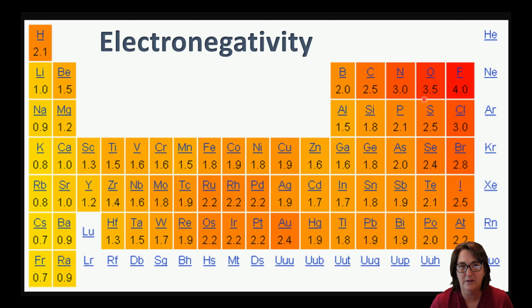I look at oxygen. Oxygen's electronegativity is 3.5. Hydrogen's is 2.1. Oxygen has a higher electronegativity than hydrogen, so it is going to be very greedy for electrons. It's going to want to hold all those electrons. It is going to just pass one to hydrogen every once in a while and come back.